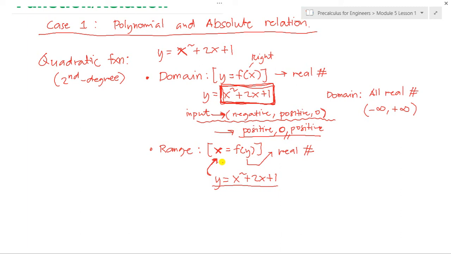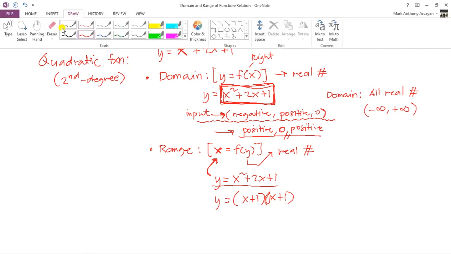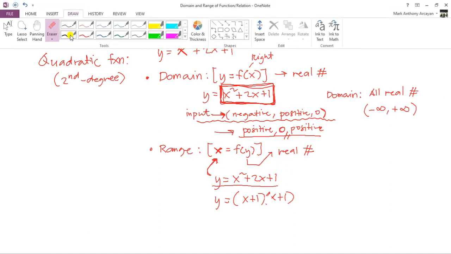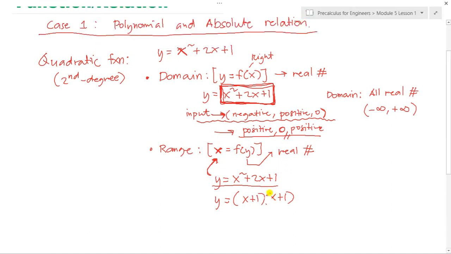Unsa kan man? Sige daw. I-factor. Okay, let's do that. The factor here is x plus 1 multiplied by x plus 1. Tama? And then, what's next? What should we do so that only a single x should be left on one side?